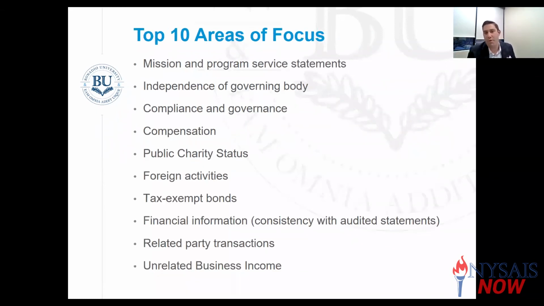And I'm not going to go through these, but this is the cheat sheet that I mentioned. Take this with you next time you look at a 990. We talked about everything here. So, high level: all right, I'm okay with the mission, I'm okay with the compensation, I'm okay that we don't have foreign investments, whatever. I would use this as a cheat sheet.